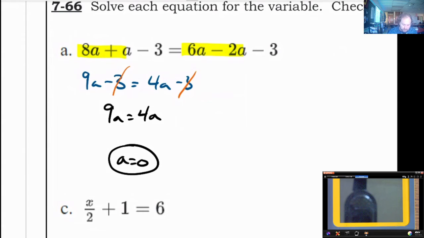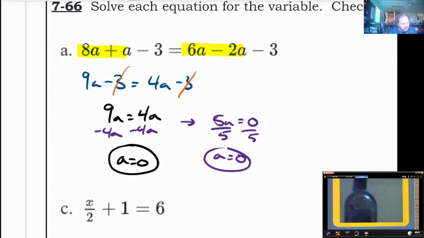If you keep going, normally algebraically, what we would do is subtract the 4a from both sides. And what we would get is 5a equals 0, and then we would divide the 5 on both sides and get a equals 0. So it works out no matter what you think.